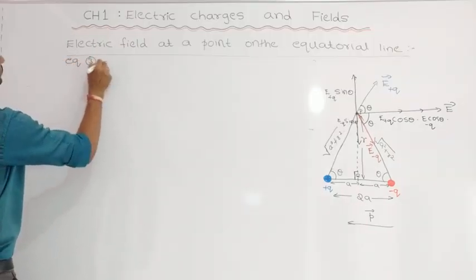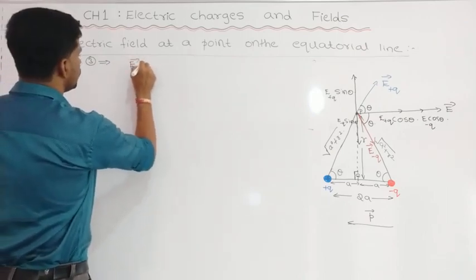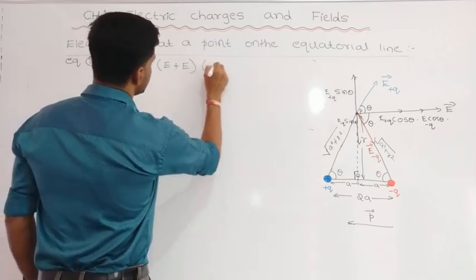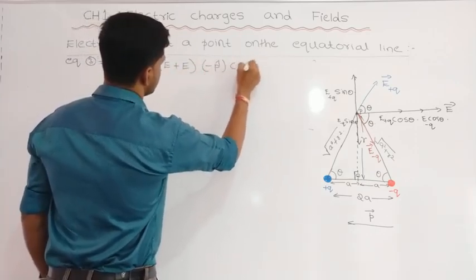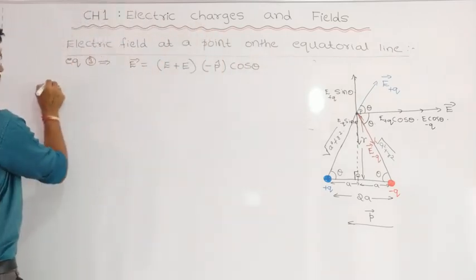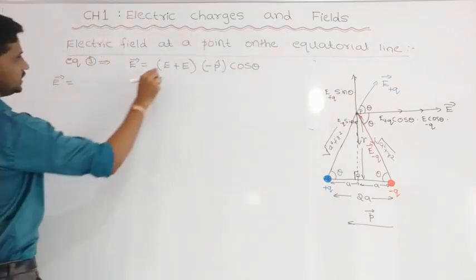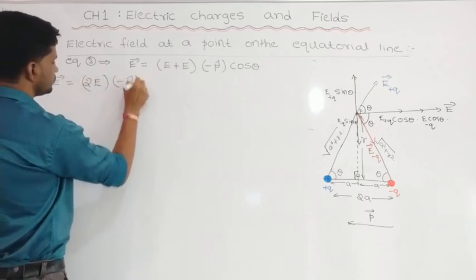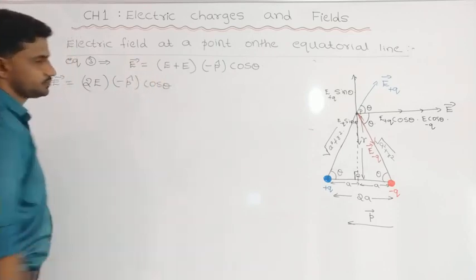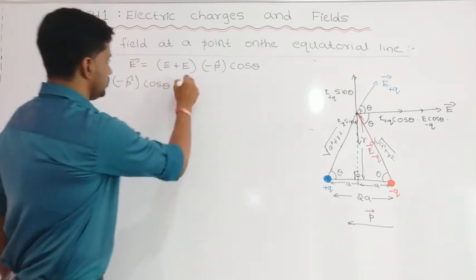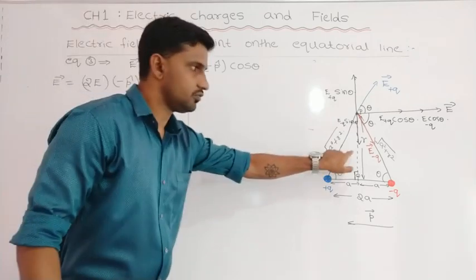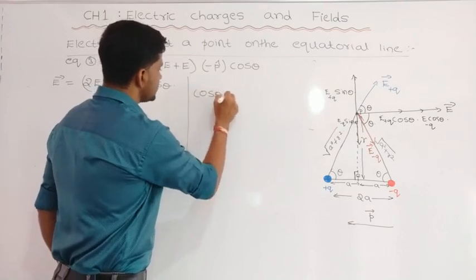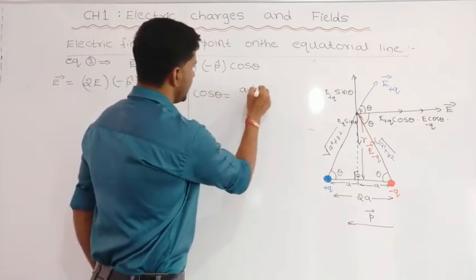Equation 3 becomes E vector is equal to E plus E, minus P cap cos theta. Then E vector is equal to E plus E, which is nothing but 2E, minus P cap cos theta. Now let us see what cos theta is from this diagram. See, cos theta is nothing but, we know that cos theta is equal to adjacent by hypotenuse.